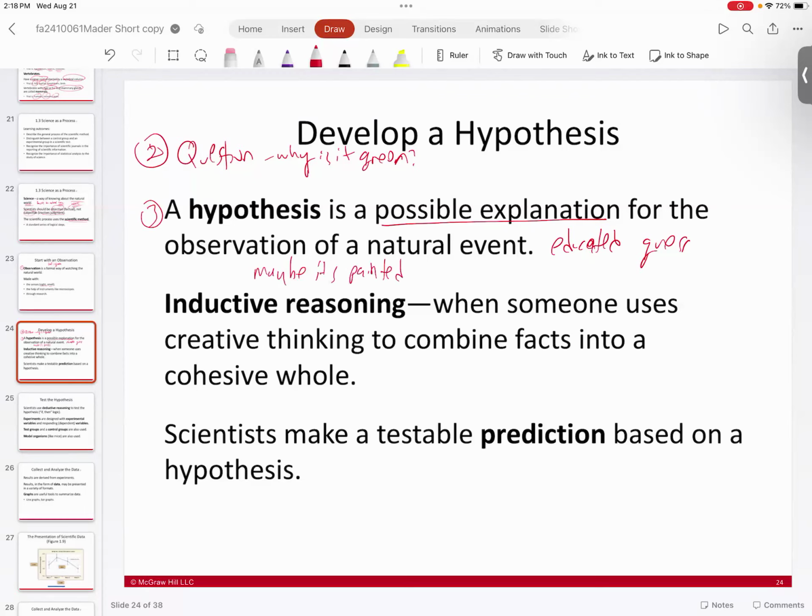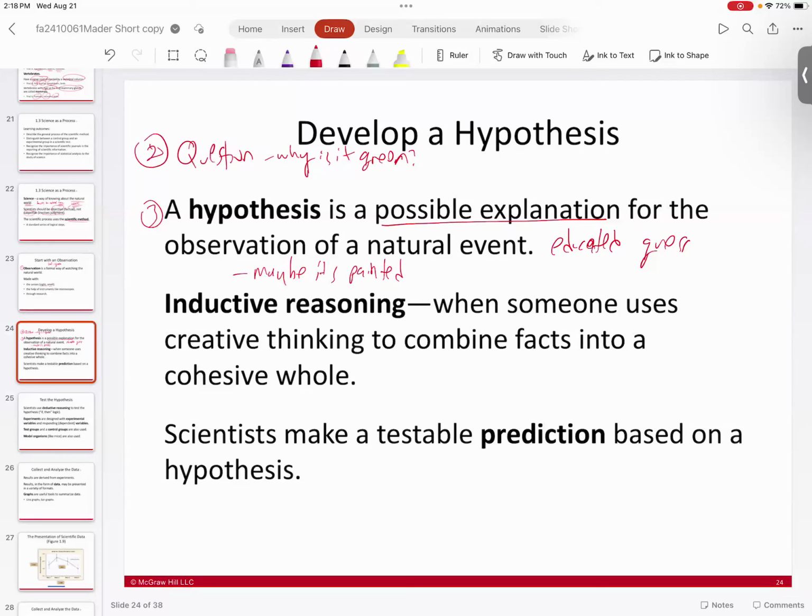Maybe it's painted. That's what he knows. Remember, the hypothesis does not have to be accurate. It does not have to be correct. It just has to be testable, right? That's how we learn. This is the best thing we've got. This is all the knowledge we have.